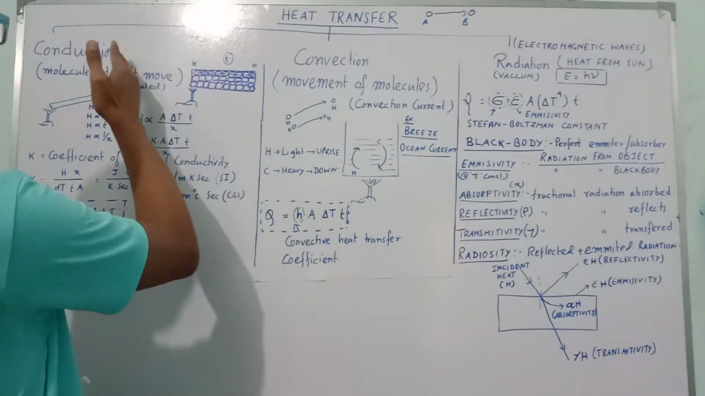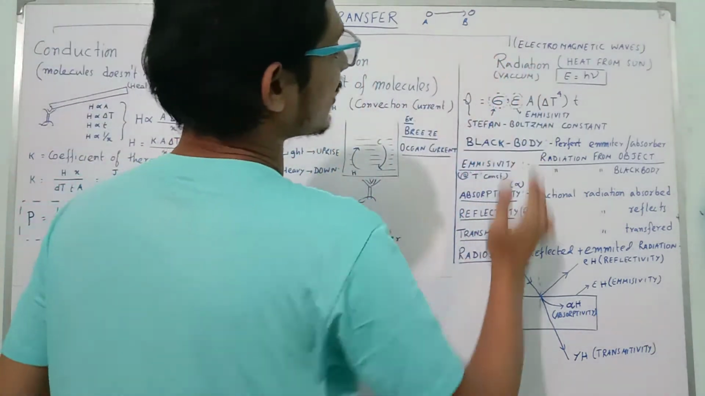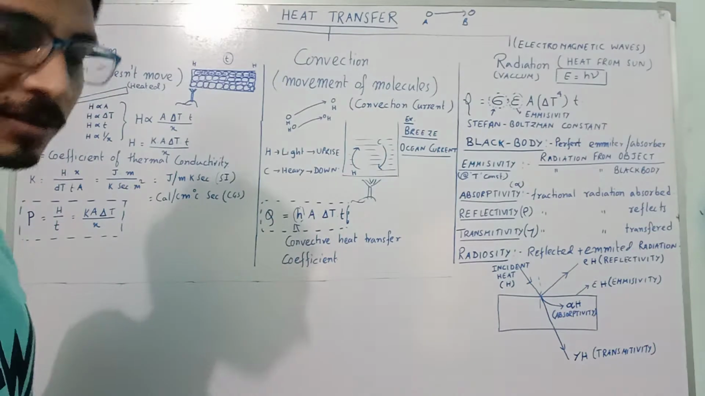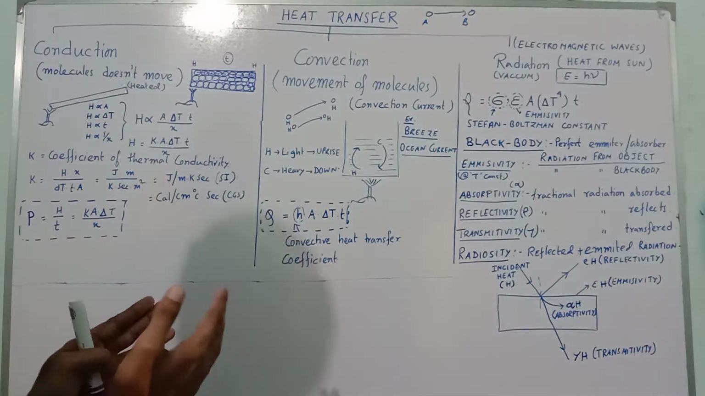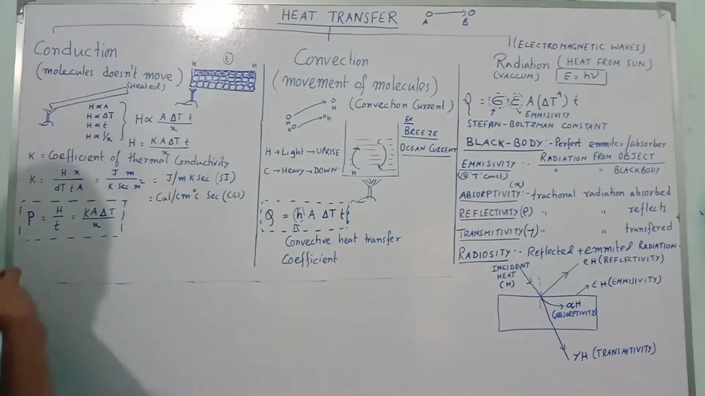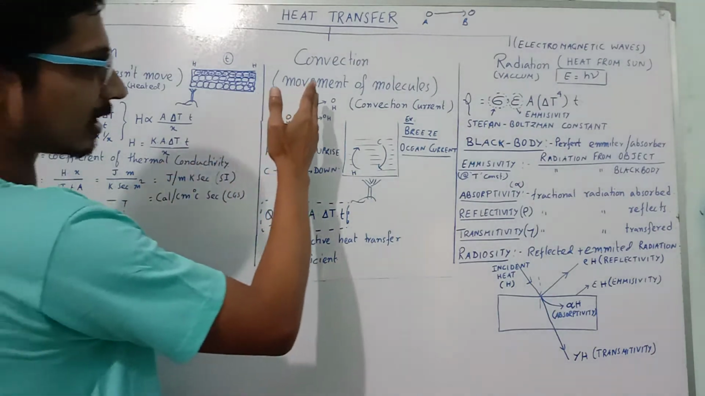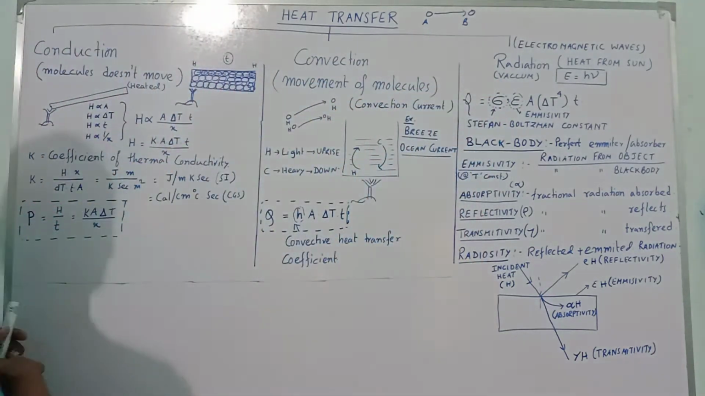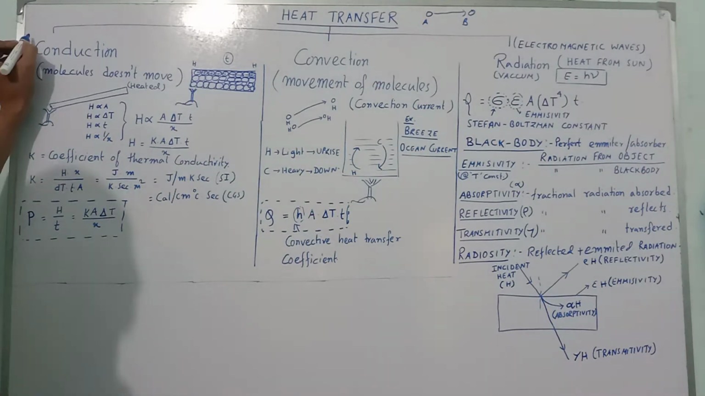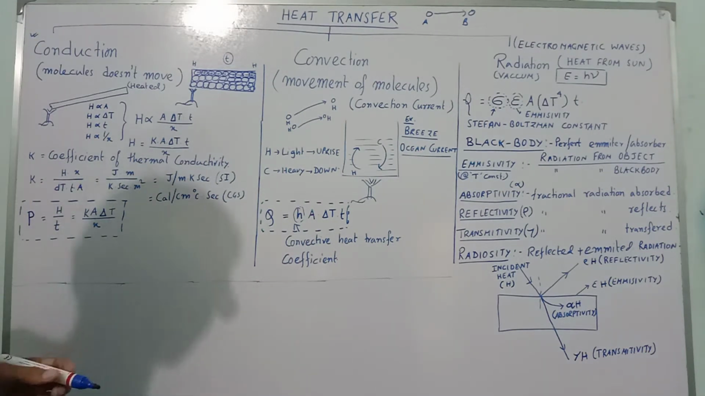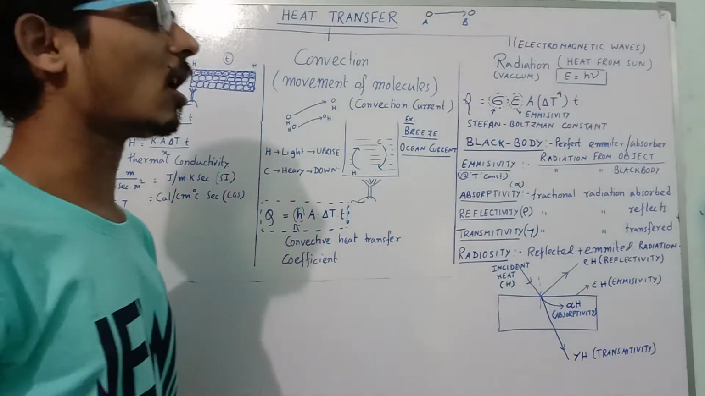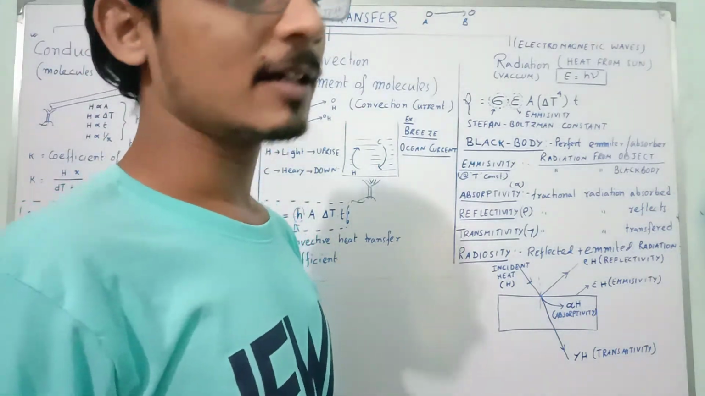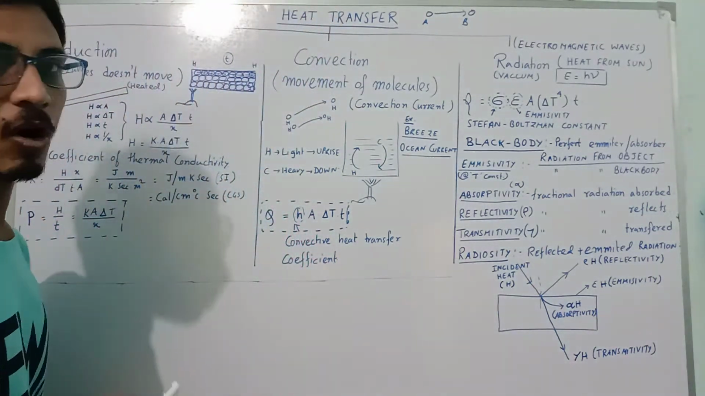Now we have three methods of transfer of heat. Number one is conduction, number two is convection, and number three is radiation. Now what is conduction? In the conduction process, the molecules of the material do not move at all.